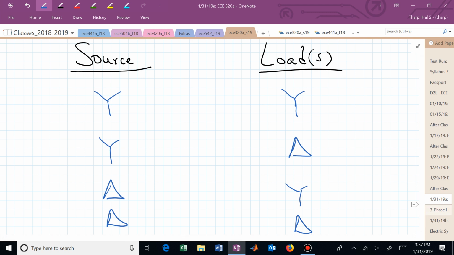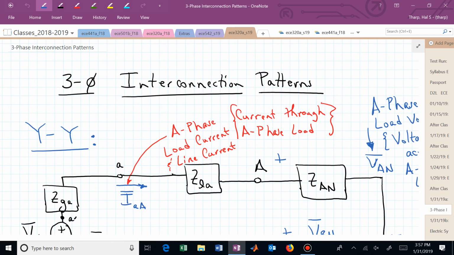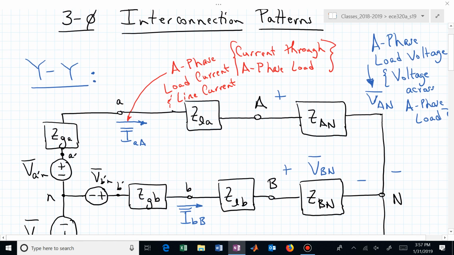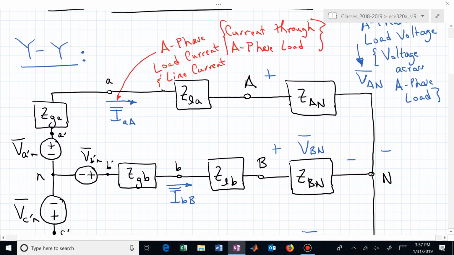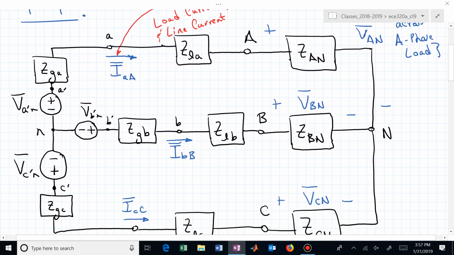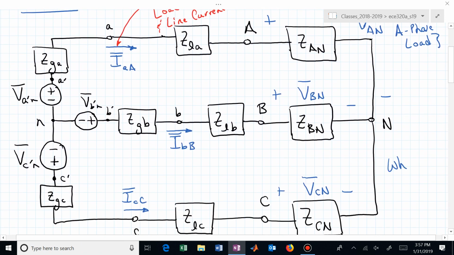Which, if you wanted to see those, here is the YY. Wow. And was that a Y? Is that what you were asking?